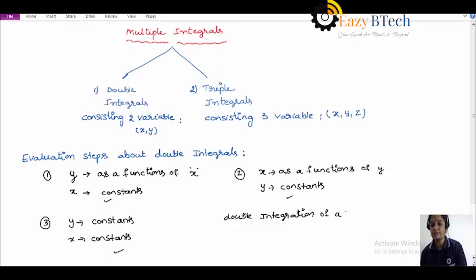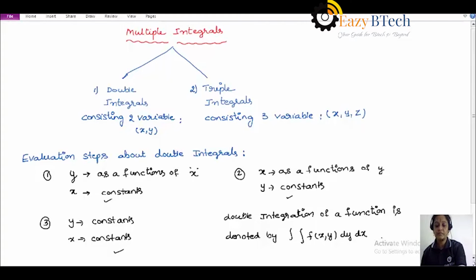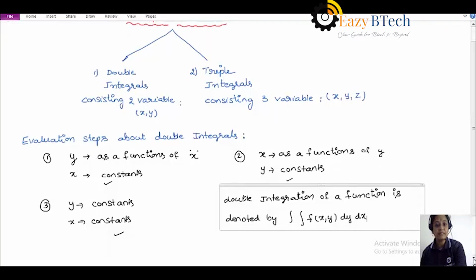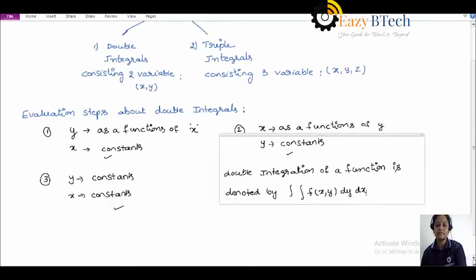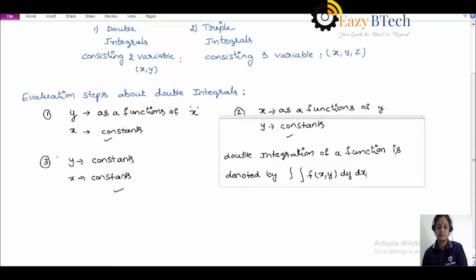Double integration of a function is denoted by the double integral of the function f of x comma y dy dx. Because two variables are there, we write double integration dx dy. Now, applying the first step, that means y as a function of x and x as constants.